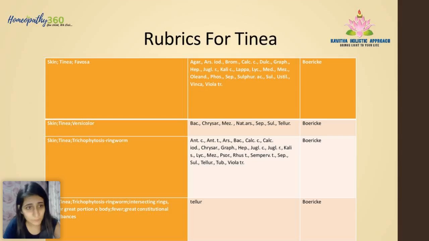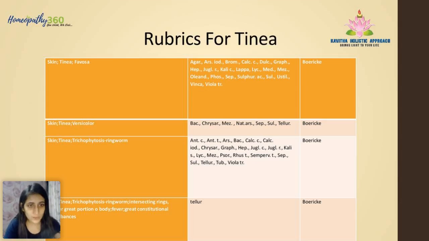We have another rubric in Boericke given directly as tinea versicolor. So that clearly shows, yes, Tellurium. I also forgot one remedy along with Bacillinum and Psorinum. We also remember Tellurium is an absolutely beautiful remedy for tinea, which gives wonderful results in cases of tinea versicolor, tinea corporis. In fact, Chrysarobinum and Natrum arsenicum are very good remedies.